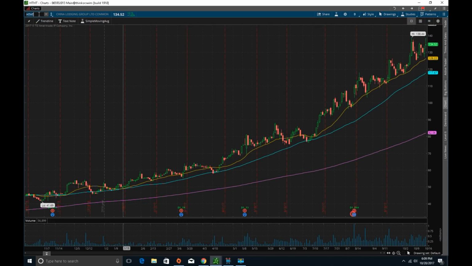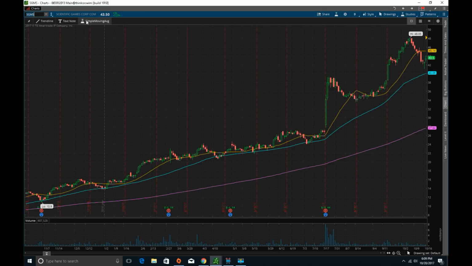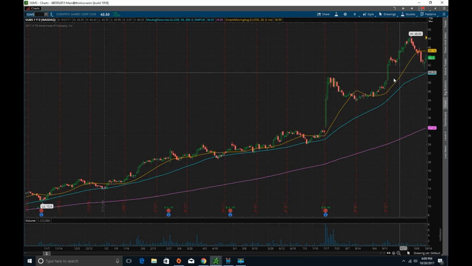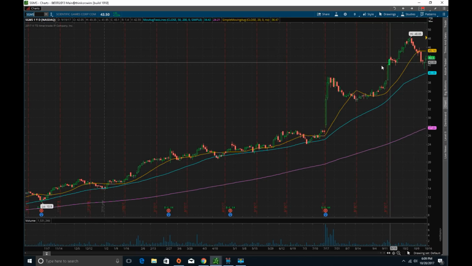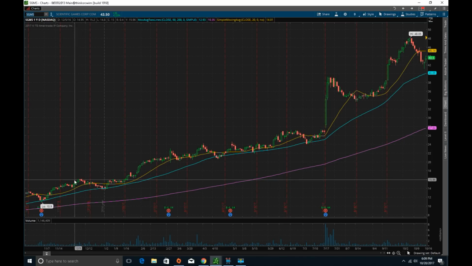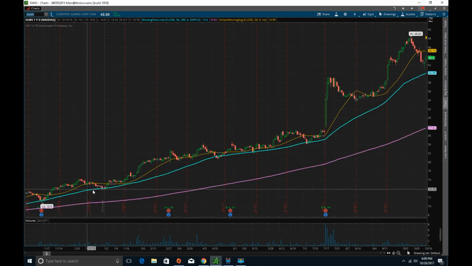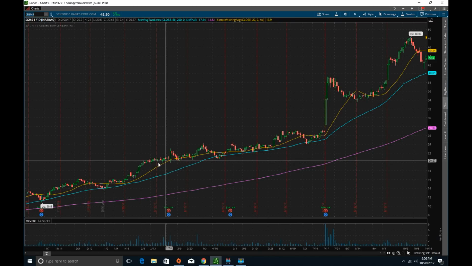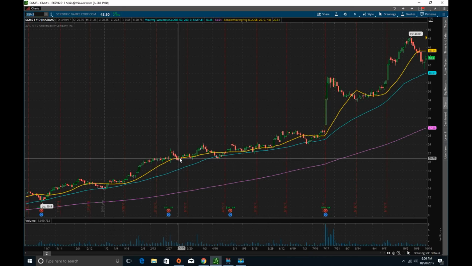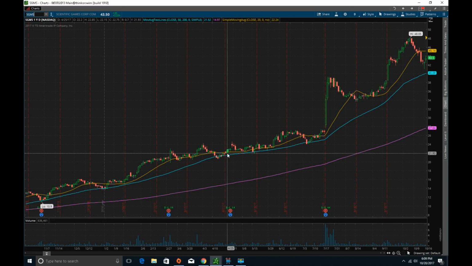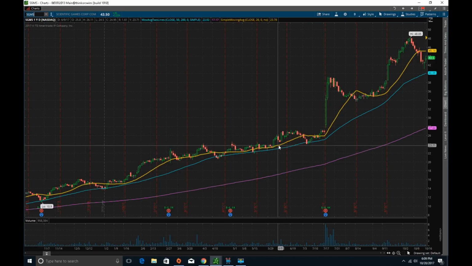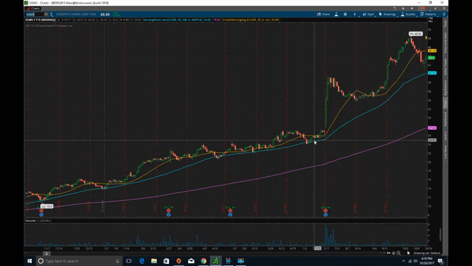On to Scientific Games. And recently it hasn't really touched either the 20 or the 50. It kind of blew right through the 20 here and here. But within the past 52 weeks, we have the 52-week low, which was almost right on the 50-day. But it bounced from there, hit the 50 again and bounced again, then came up to the 20, bounced, back down to the 50 and bounced.